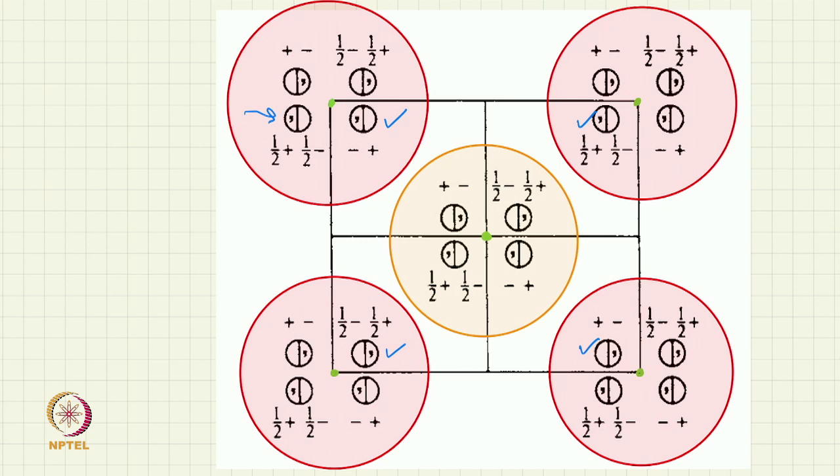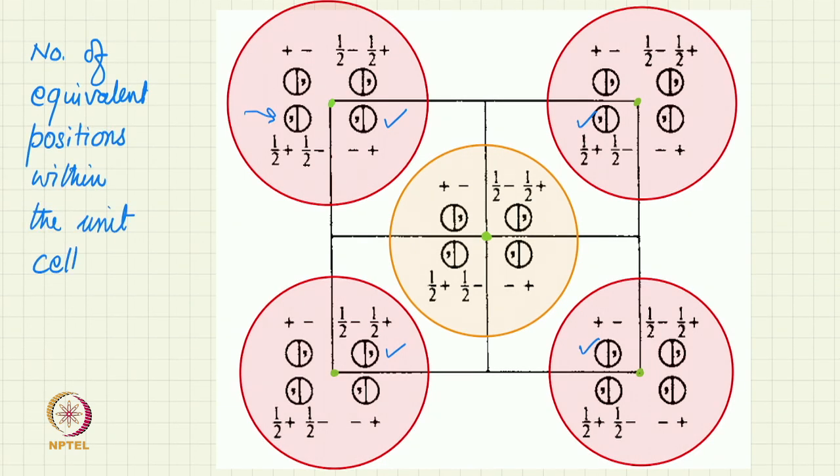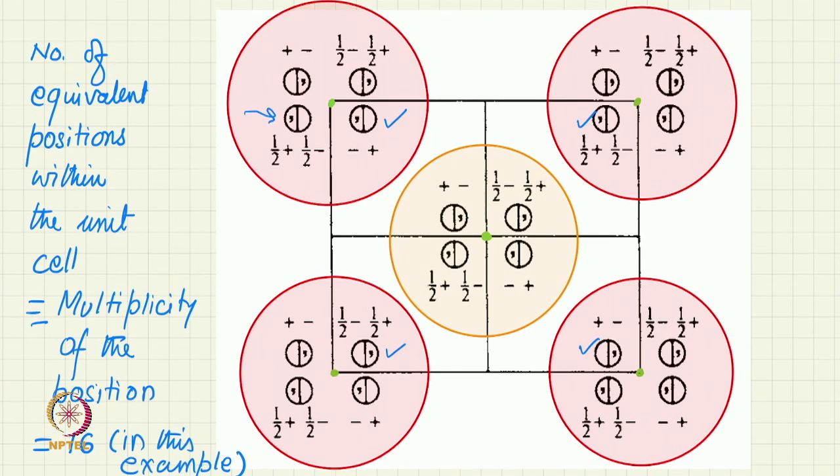So, the number of equivalent positions within the unit cell is called the multiplicity of the position. So, this is the general case. In this special case, we see that the multiplicity is 16. So, that completes the discussion of the general position diagram.